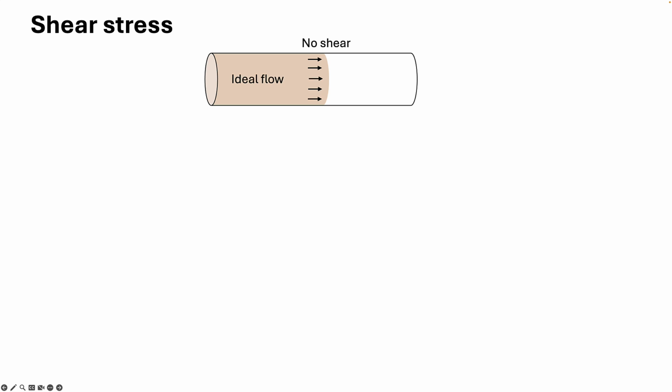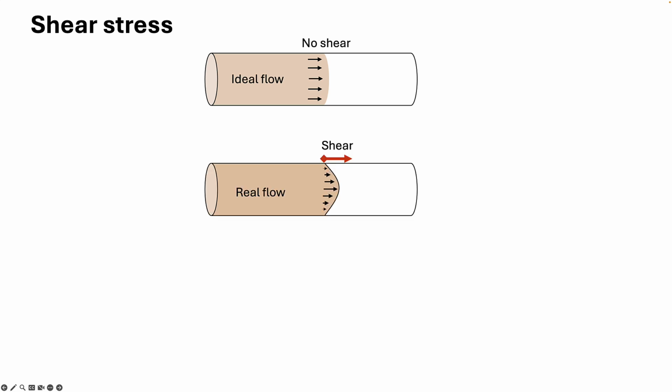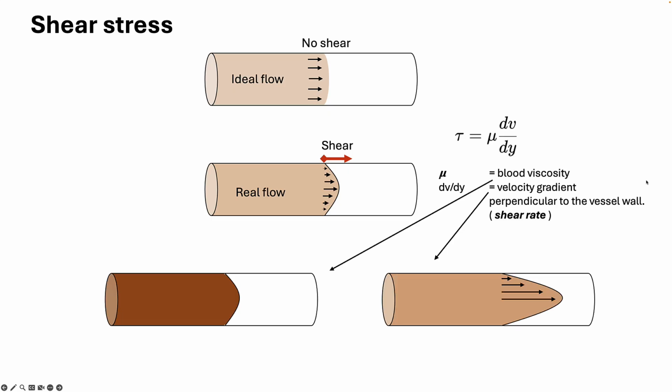In an ideal fluid, since there is no friction, there is no shear. But in a real fluid, since there is friction between the layers of fluid and between the vessel wall and the fluid, the wall experiences a shear force because of the difference in velocities. So the shear stress depends upon your blood viscosity and the velocity gradient. Since blood viscosity is usually similar in the studies, most studies will report shear rate.